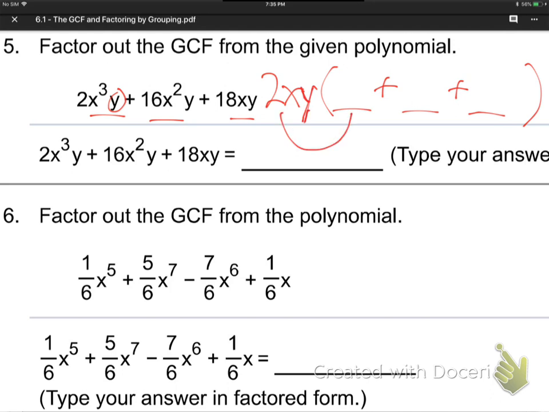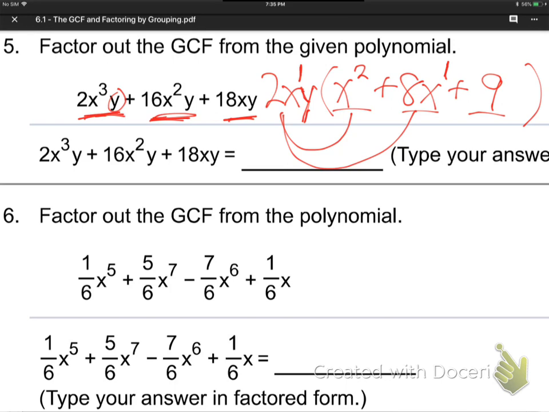2xy times what would go back to 2x cubed y? X squared. Because the 1 power and the 2 power will add. Good. And then 2xy times what will go back to 16x squared y? 8x. Right? Because the 1 powers will add. And then 2xy times what will go to 18? 9. Just 9, huh? Don't even need an xy because it's already coming from the 2. Isn't it? 2xy. Boom. And we're done.